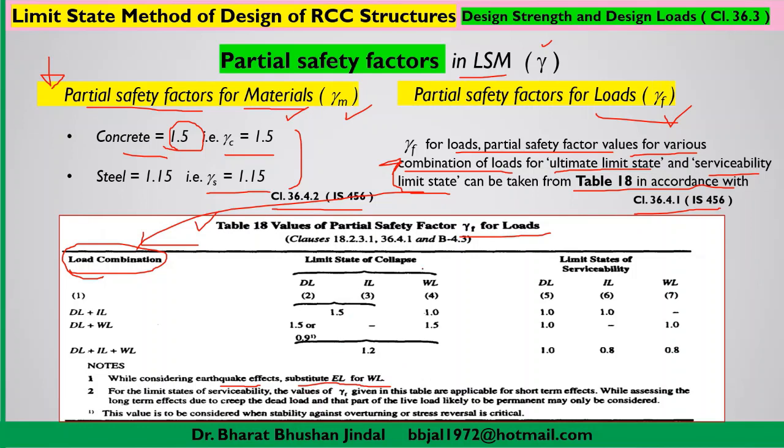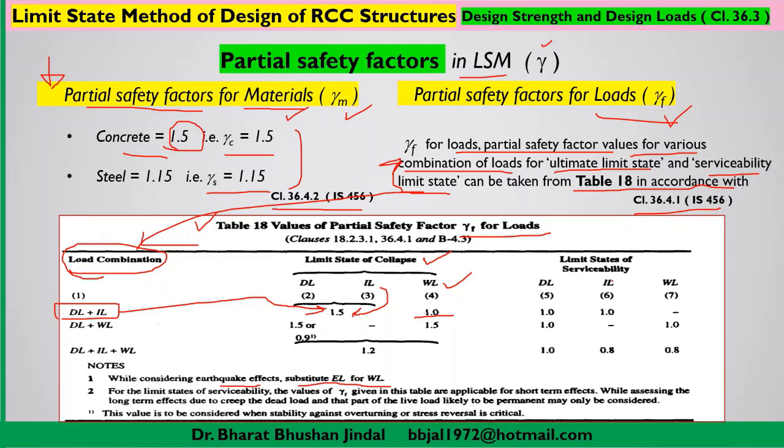Now in the second column you can see the values of partial safety factor for limit state of collapse, which we have termed as ultimate limit state. So dead load, imposed load. If you take into consideration the first combination of loads, that is dead load plus imposed load, then you have to take this value. That means for dead load, partial safety factor gamma F is 1.5, and for imposed load it is also 1.5. And if we are taking into consideration wind load, then partial safety factor we will take 1.0.